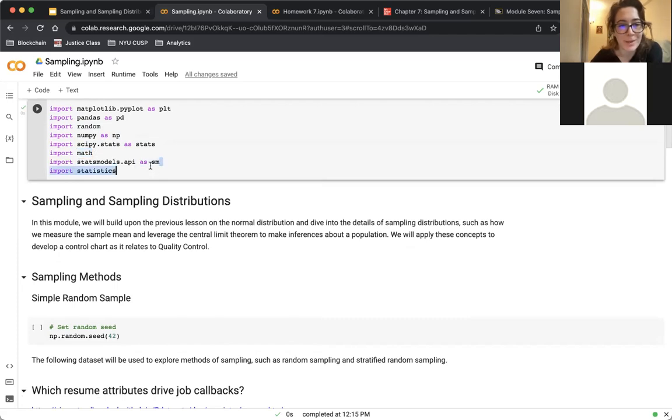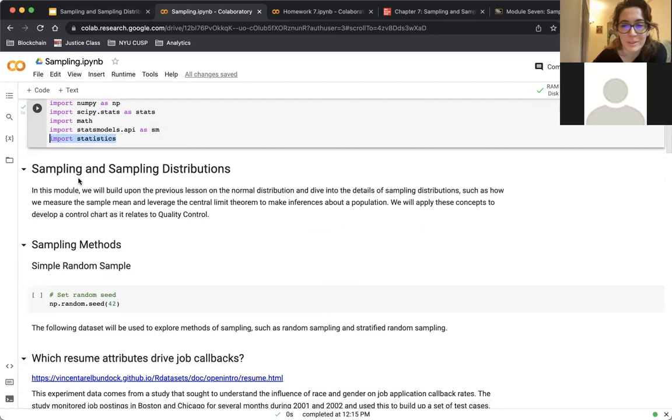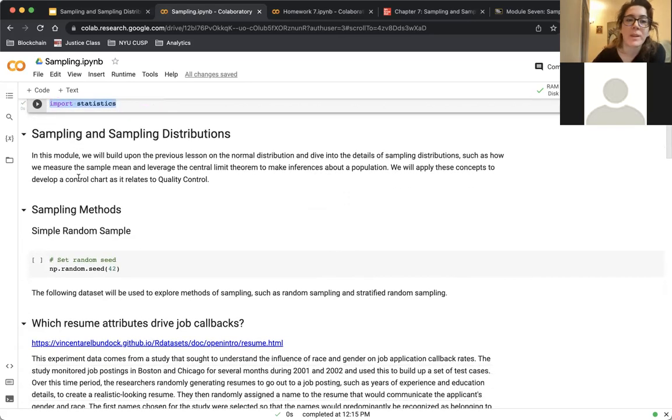Actually, sorry, this was the one that is new, not stats. We've used that one before for doing different distributions. This one is this statsmodels.api, and this is more statistics stuff. So anyway, these are our packages that we're going to use for this notebook.